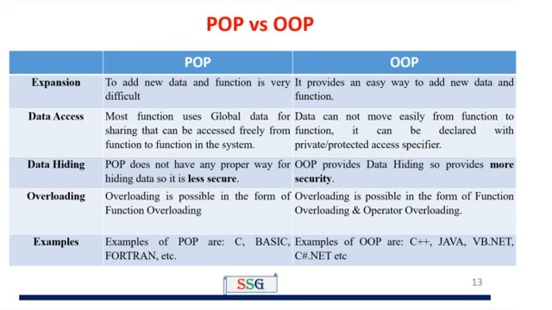Suppose I want to write the same code for plus performing subtraction, that is called operator overloading. Normally the plus operator performs the addition of two values. If I overload the plus operator for performing a division operation, that is called operator overloading. That means defining an additional task for an existing operator is called operator overloading. Some examples for procedure-oriented programming are C, BASIC and Fortran languages, etc. Object-oriented programming examples are C++, Java, VB.NET, C#.NET, etc.